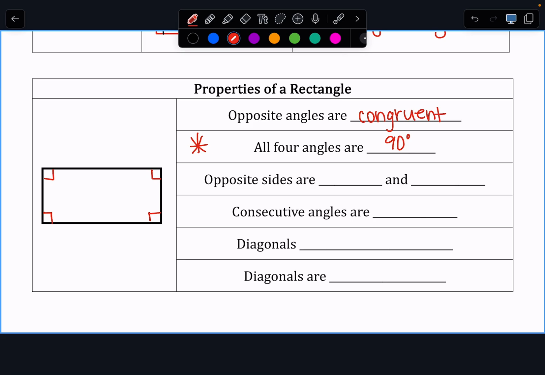Okay, I'm going to skip one, sorry, because we're talking about angles. Consecutive angles are still supplementary because it's a parallelogram, but, you know, they're all 90, so that makes sense. Okay. Back up one, because it's a parallelogram, opposite sides are both congruent and parallel.